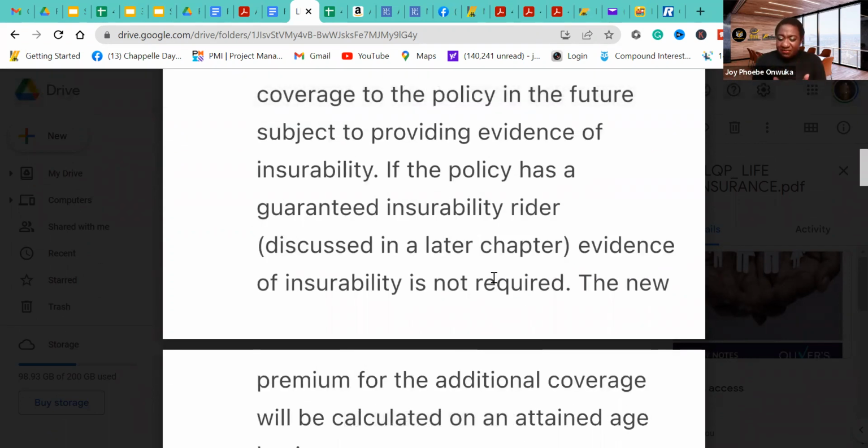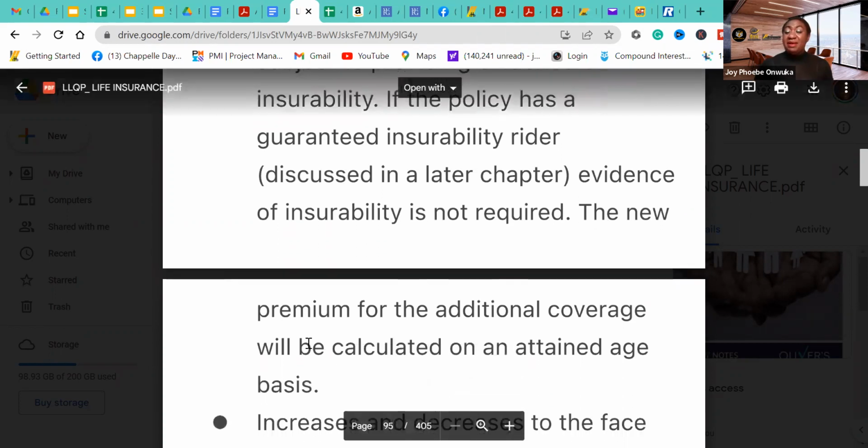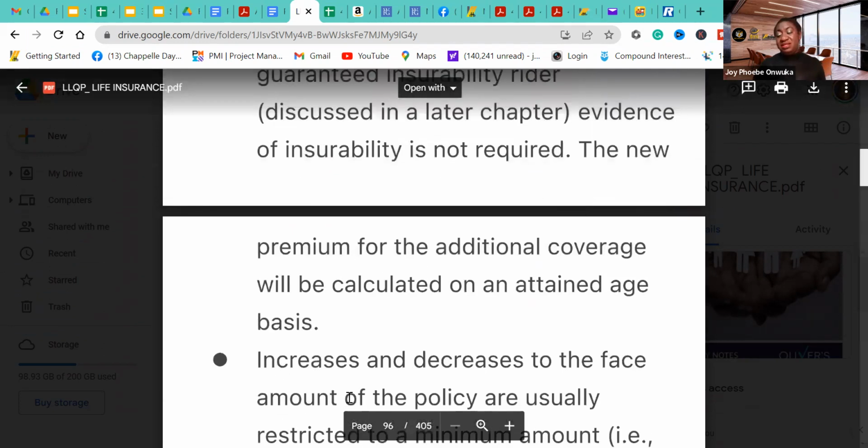For example, somebody has 500,000 of life coverage, and 5 years later they want to add an additional 500,000. Well, they can do that if there is an insurability clause in the current policy. It means that they can do that without providing any additional evidence of insurability, all right? But their premium will be calculated based on their attained age.